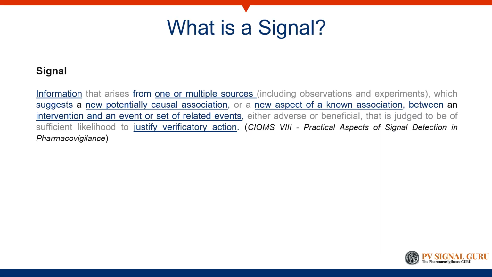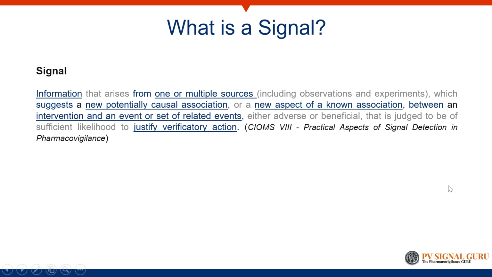What is a signal? According to the CIOMS group, a signal is defined as information that arises from one or multiple sources, including observations and experiments, which suggests a new potentially causal association or a new aspect of a known association between an intervention and an event or a set of related events, either adverse or beneficial, that is judged to be of sufficient likelihood to justify verificatory action.